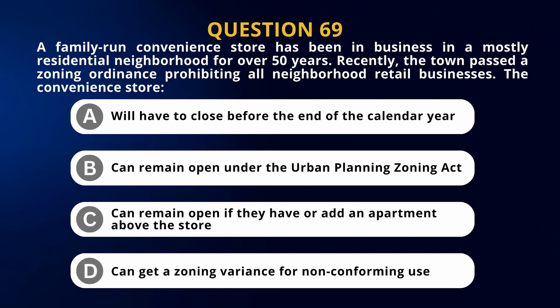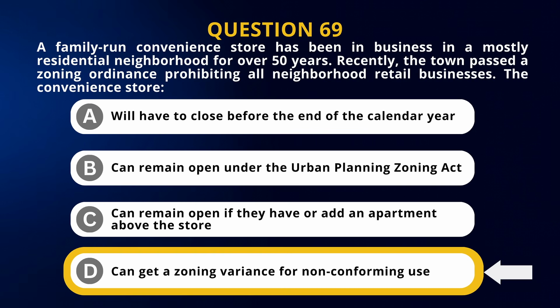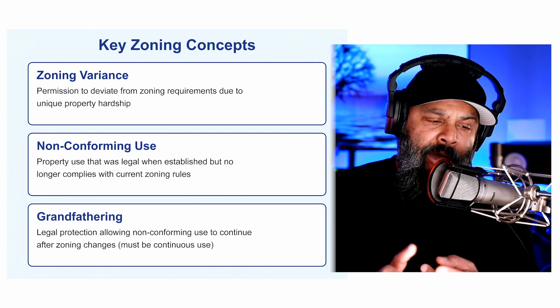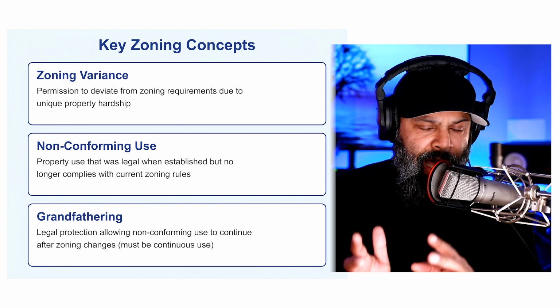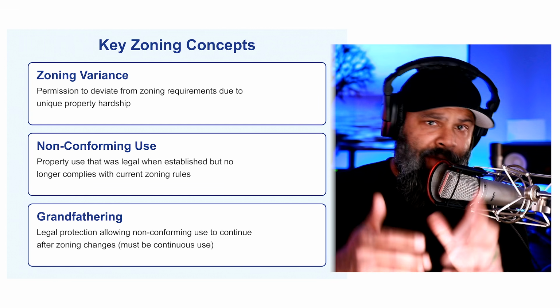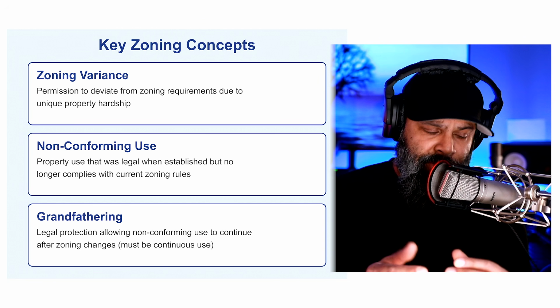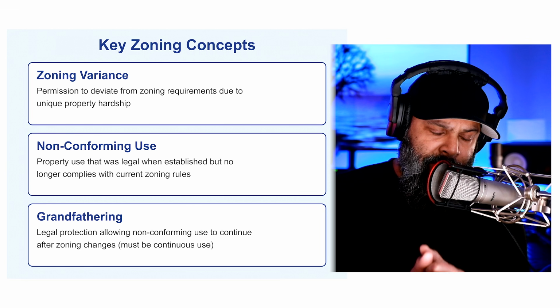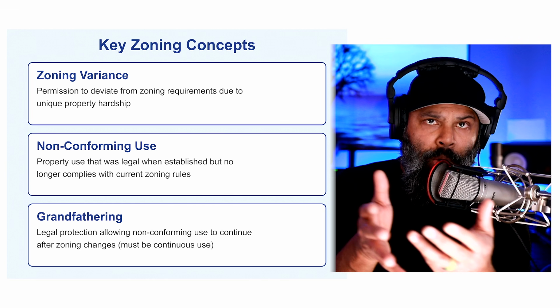And the answer is letter D, can get a zoning variance for non-conforming use. So this is all, again, going to be found in the policing powers section under the sort of government powers. And this is zoning. And a zoning ordinance might be passed that changes. Zoning is not static. It's ever moving, ever changing as society changes. So the needs of the society can vote and change zoning ordinances. And in this particular question, that's what was going on.